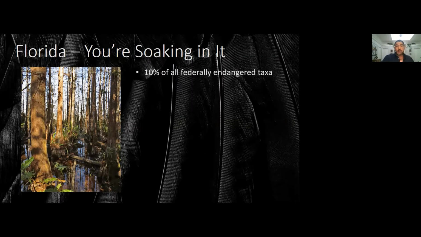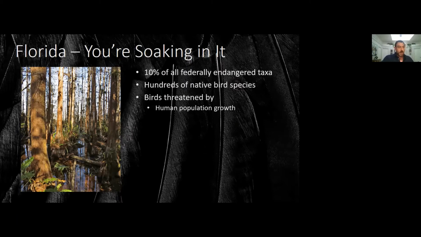So Florida contains 10% of all federally endangered taxa. We have hundreds of native bird species here, and these birds are threatened by a bunch of factors, including human population growth. Of course, invasive species in Florida is a huge problem. Climate change is a threat.